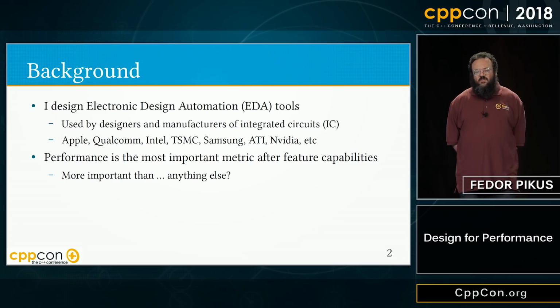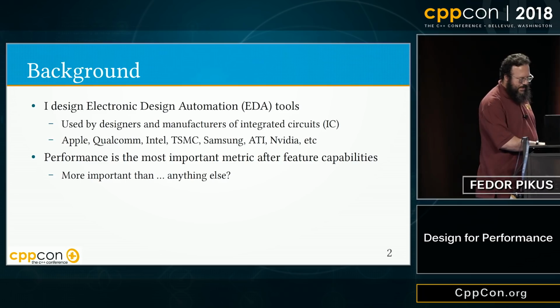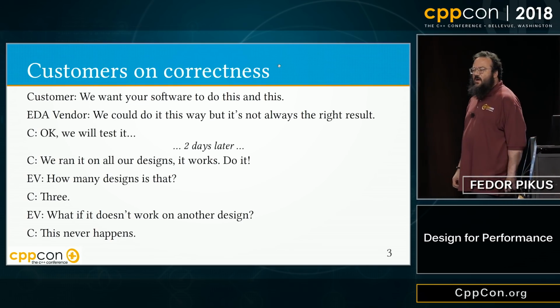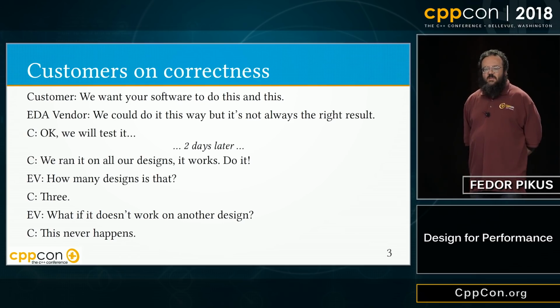Performance is often the most critical feature. Tens of millions of dollars can ride on the outcome of the benchmarks. So it is, I was joking, but it could be more important than correctness.